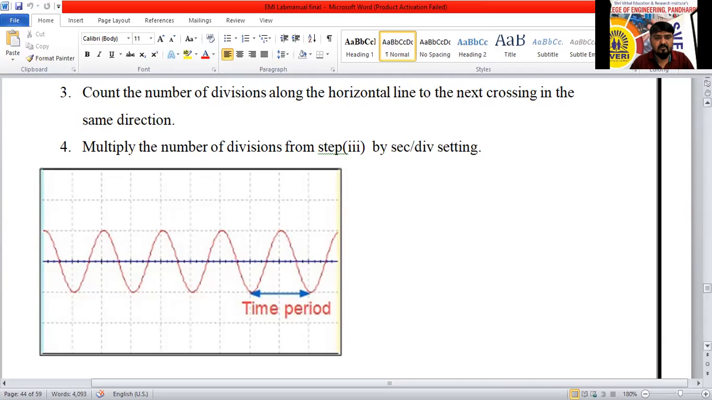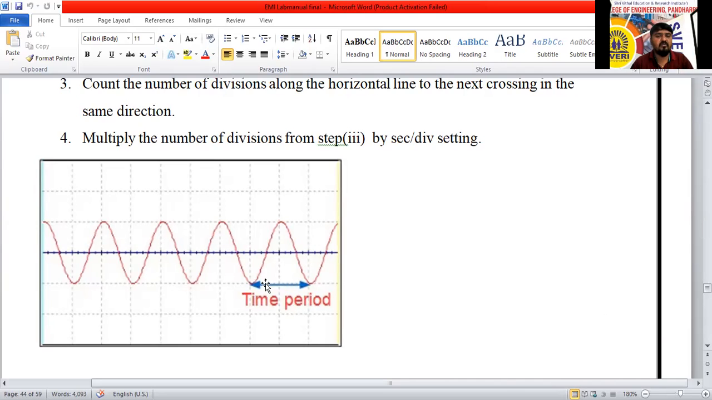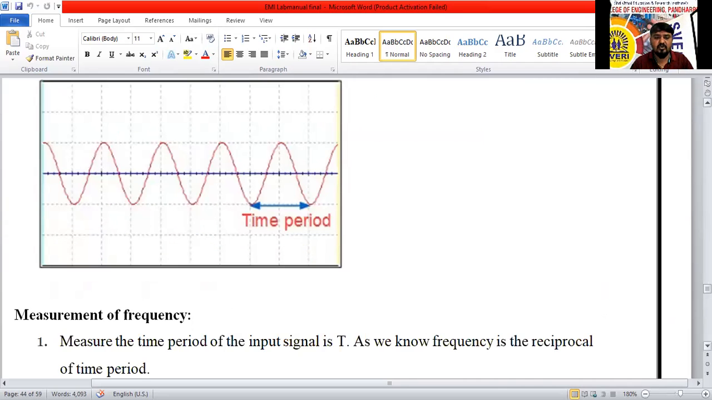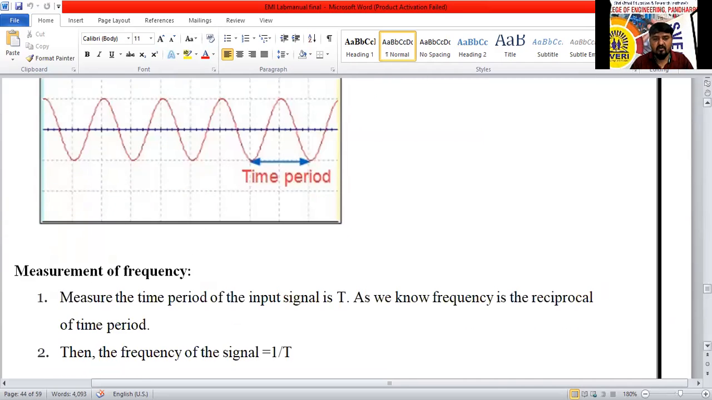Already the assignment booklet is given. See here, this is the time period we are going to complete here now. From one cycle, that is called the full time period. But here peak to peak they have taken, multiplying the number of divisions from step 3. To complete one cycle, how much time is going to be considered? That is the time period we are going to consider.